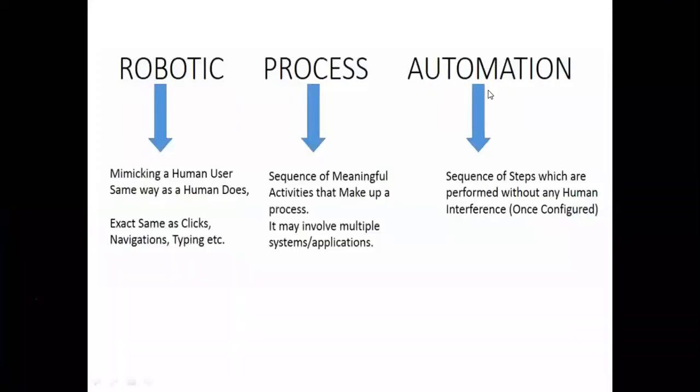So the basic definition of automation is a sequence of steps which are performed without any human interference. A process, everybody knows, is a sequence of meaningful activities. So a process is nothing but a sequence of steps performed. It may involve either a single system or multiple systems or applications.